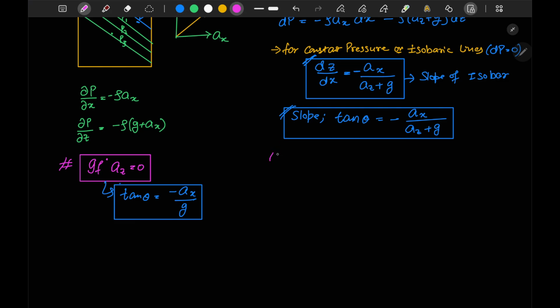And if ax is equal to 0, it means there is no horizontal acceleration, so there will be only vertical acceleration. In that case you will obtain tan theta equal to 0, since ax becomes 0. The free surface will remain horizontal.